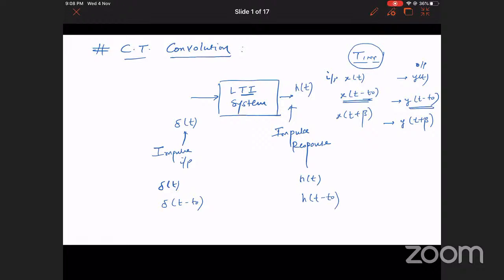Okay, so for impulse input, as we said, the output is the impulse response. So for del of t, the output is h of t. If the input is del of t minus t naught, then the output is h of t minus t naught. Yes or no? Next, if the input is changed to del of t minus t1, then the output also becomes h of t minus t1, etc. I hope you understand that. And how is it coming, guys? It is coming because it is a time invariant system.